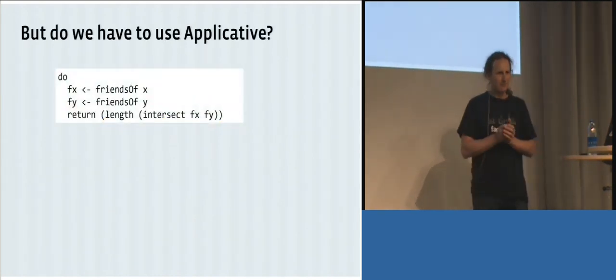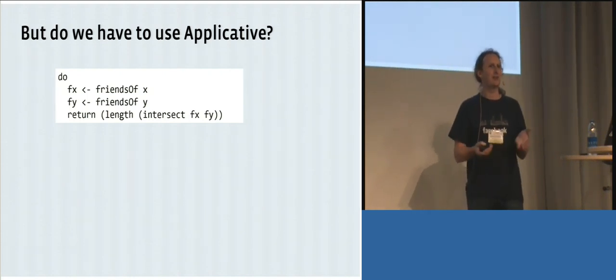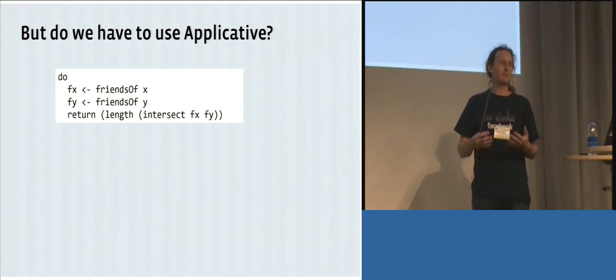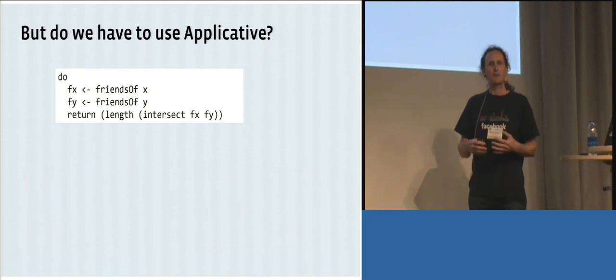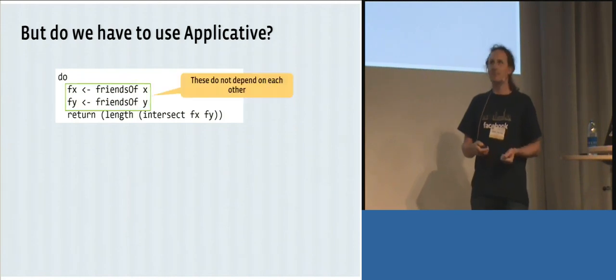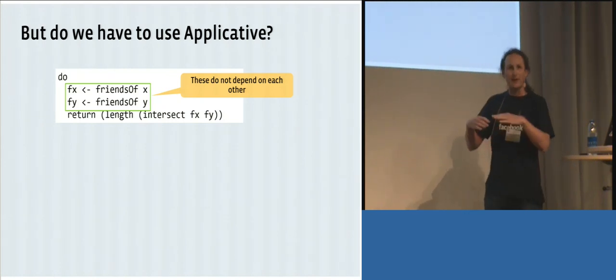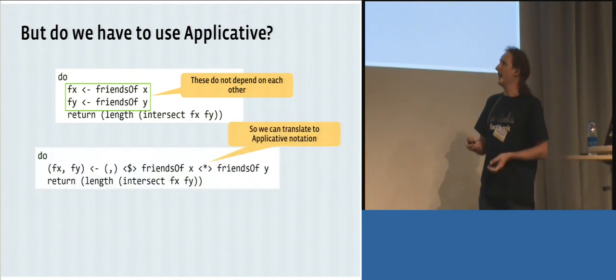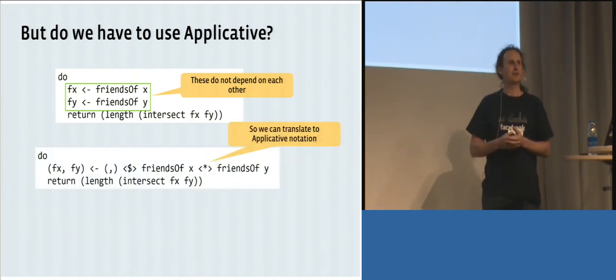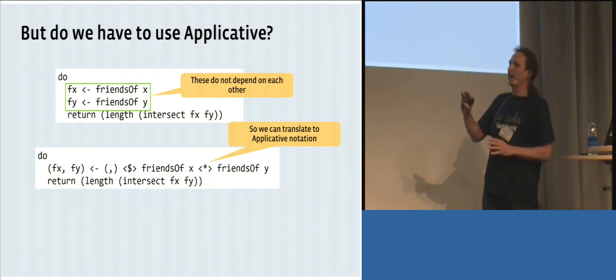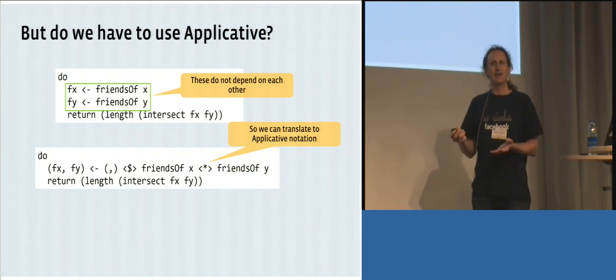But you might think, well, do I really need to write my program in this applicative style? Maybe I don't like it very much. The idea is that given that the programmer doesn't care about the order of the operations, we can automatically translate the do notation into the applicative style. Given that the two do statements in this example don't depend on each other, the programmer doesn't care which order we do them in, so we can batch them together and translate this into the applicative version, which will execute concurrently.